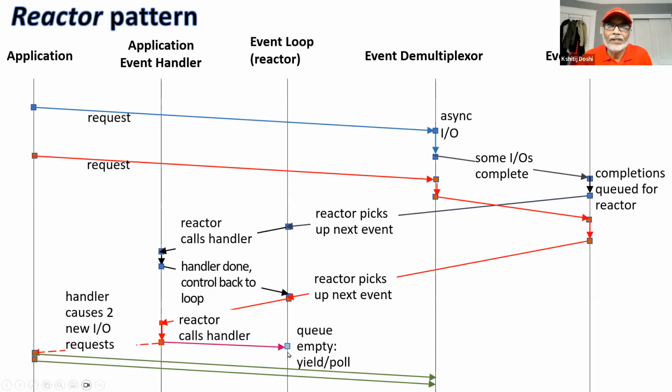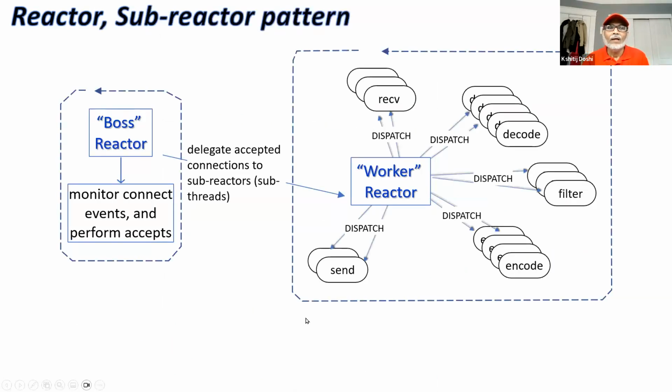And at some point, let's imagine that the event loop reactor runs out of things to do, then it can yield or poll. But even if it polls, it's not really wasting too many resources because it's a single entity. It's the only thing that is polling, and even then, it can potentially sandwich some other activities while it's polling. So that's the reactor pattern.